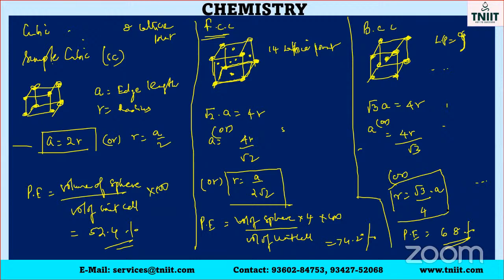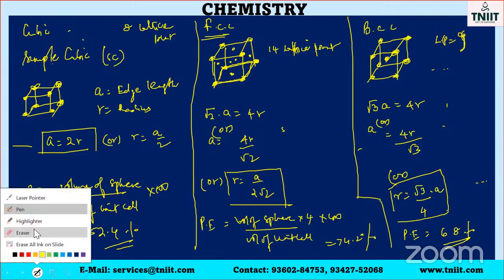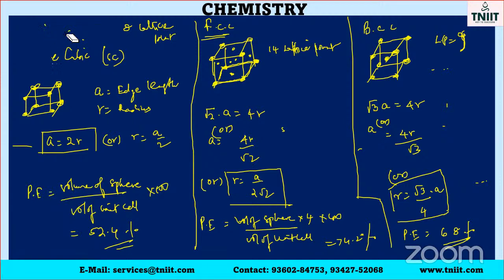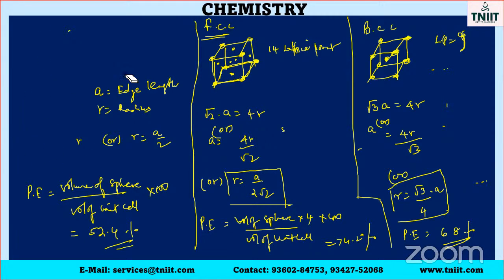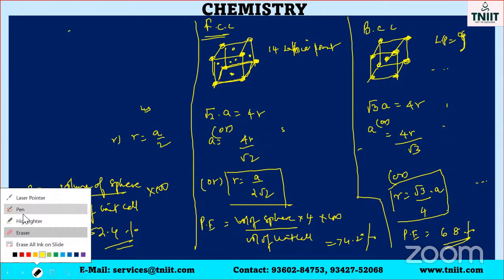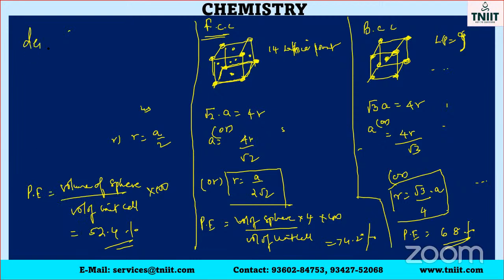One more formula we need to understand is to calculate the density of a solid. The density is represented by the letter rho. Density is equal to Z into M divided by NA into A cube. Z is the number of particles.